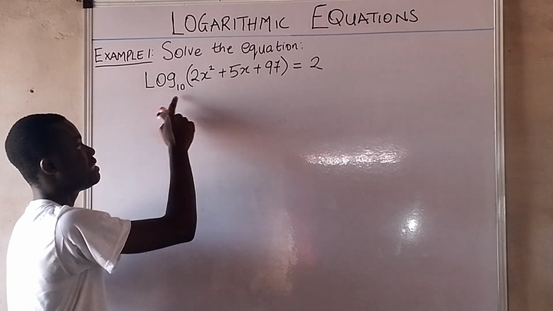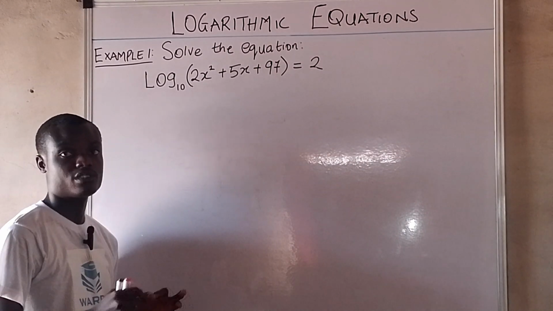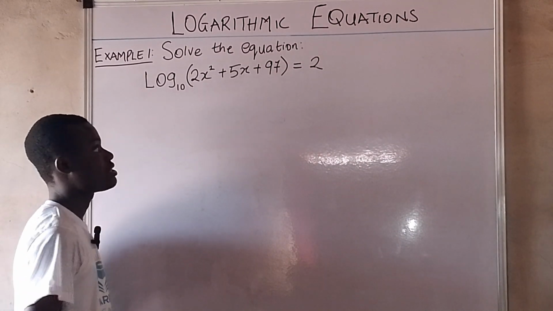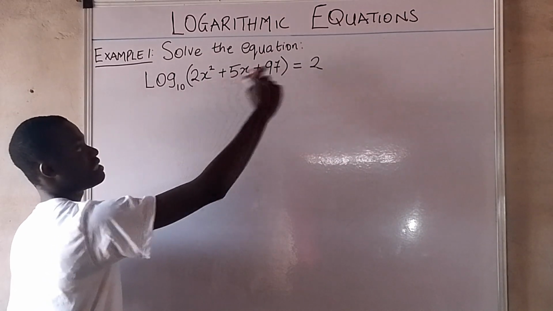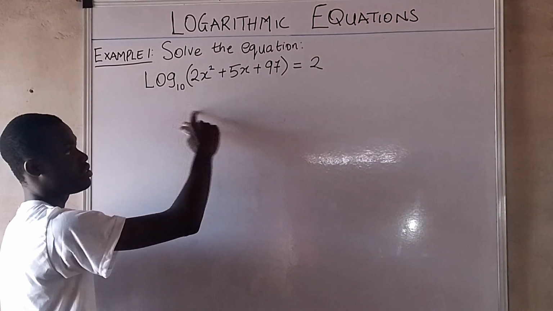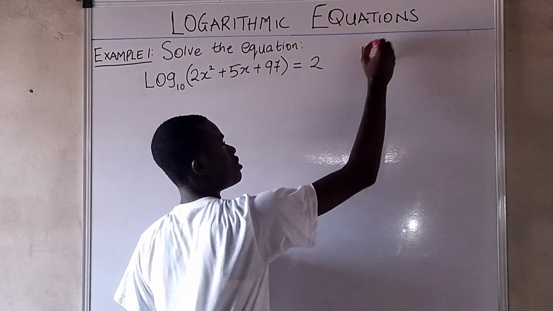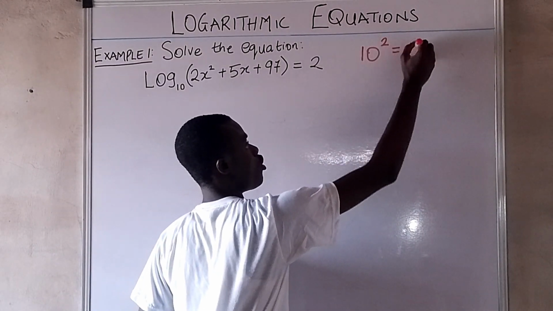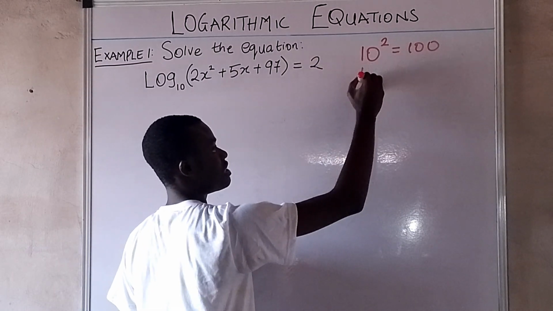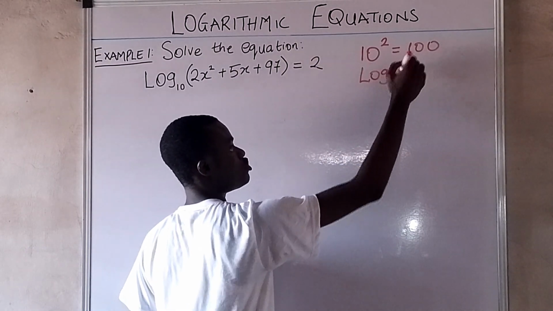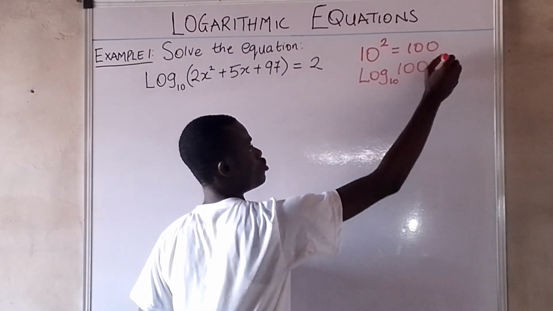Now on the left hand side the base is 10, but on the right hand side we don't have that base of 10. So the next thing we are going to do, we are going to ask ourselves, this base 10 raised to this power, remember logarithm means power, so this base 10 to power 2 will give us what? We should know that 10 raised to the power of 2 is equal to 100. So writing this in logarithm form, we are going to write log of the number 100 to the base 10 is equal to 2.